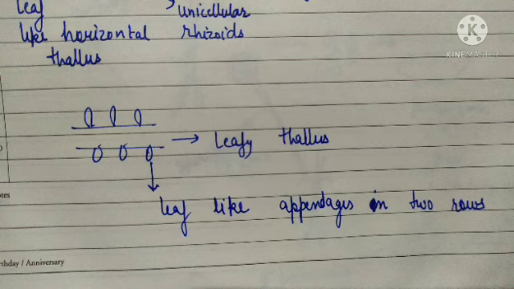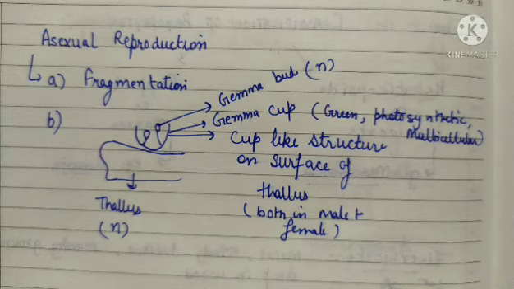There may be leafy thallus also. The leafy thallus means there will be tiny leaf-like appendages in two rows on the stem-like structure. So some of the members may have leafy thallus as well. So dear students, let us know their reproduction. Asexual reproduction occurs by formation of gemmae or by fragmentation. Now let us learn what is this gemma.